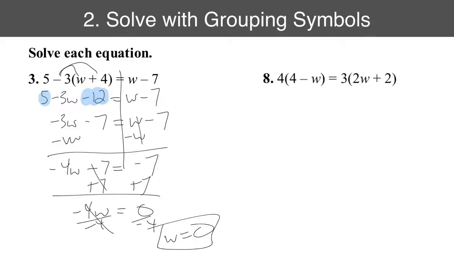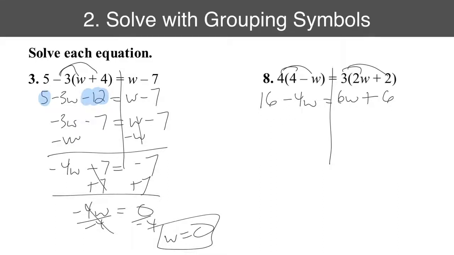All right, let's look at number 8. Now, number 8, we have two distributive properties. So we're going to distribute the 4 in, then we're going to distribute the 3 in, and then we'll start moving things around. So first, 4 times 4 would give me 16. 4 times -w would be -4w. Then we say 3 times 2w, which is 6w, and then 3 times 2, which is 6. So now that we've distributed, we look for like terms, and I don't see any like terms on either side.